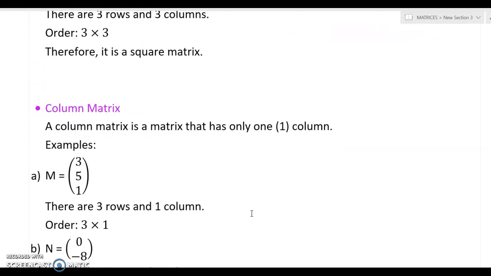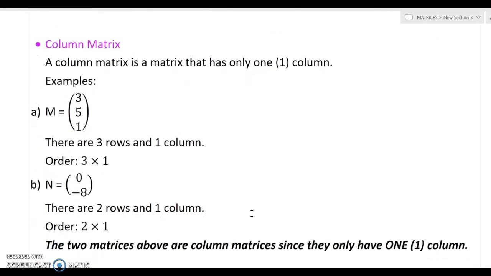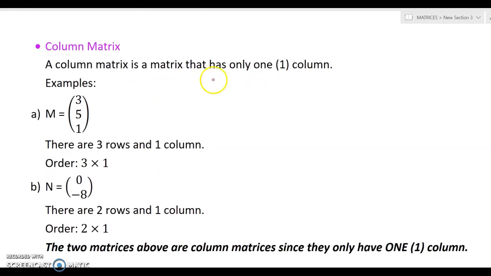Alright, so now we have a column matrix. A column matrix is a matrix that has only one column. You could have a million rows. Once you have one column, it's a column matrix. So for example, matrix M, we have 3, 5, 1. So there are 3 rows, 1, 2, 3 rows, and just one column. The order is a 3 by 1. There's only one column. So it's a column matrix.